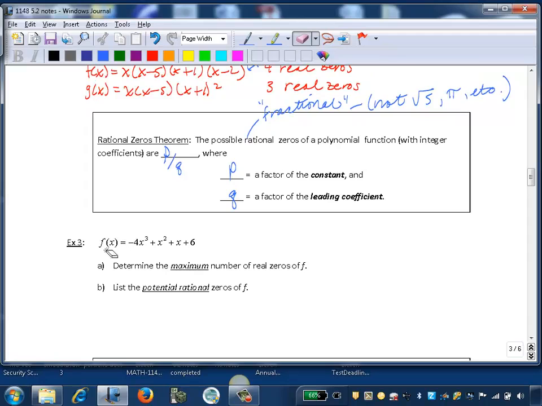So we're given this function, f of x equals negative 4x cubed plus x squared plus x plus 6. So part A, we want to determine the maximum number of real zeros of f. So all we need to do is look at the degree. So we have a degree 3 polynomial. So we know we have a maximum of 3 real zeros.